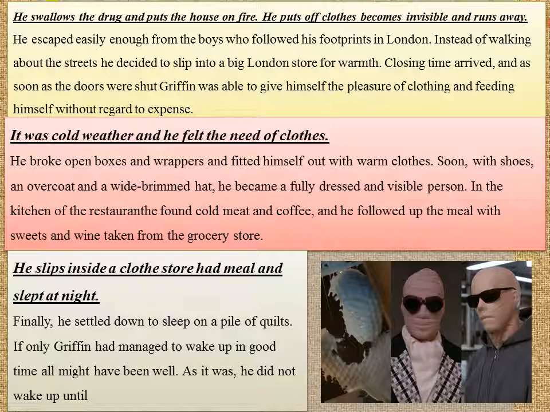He became invisible again as he wore shoes, overcoat, and a hat. He then found cold meat and coffee in the kitchen and ate them. After that, he also had sweets and wine from the grocery store. Then he slept on the pile of quilts kept nearby and could not wake up on time.